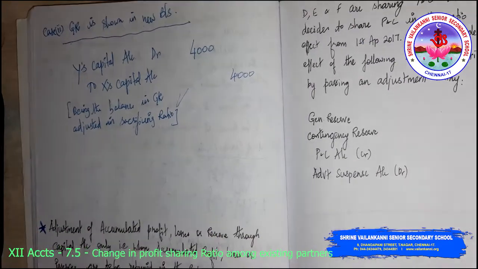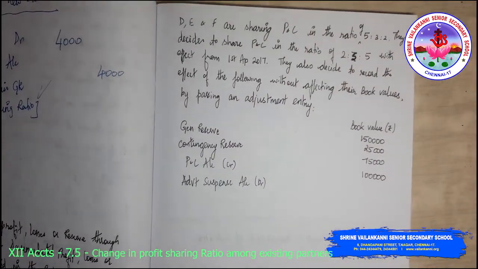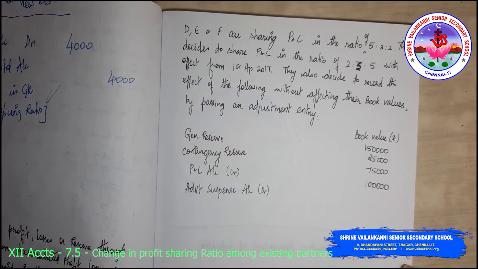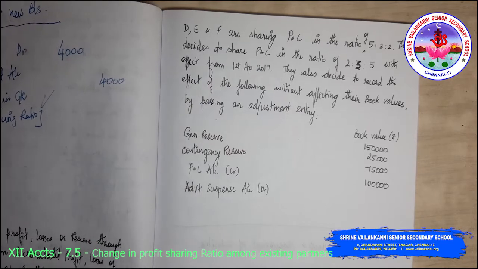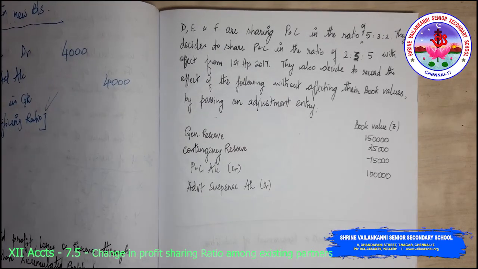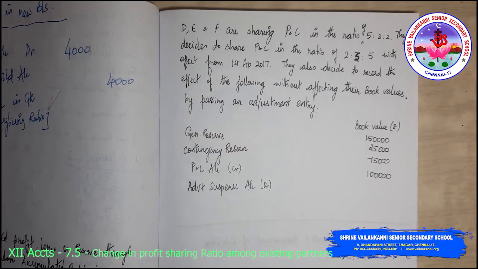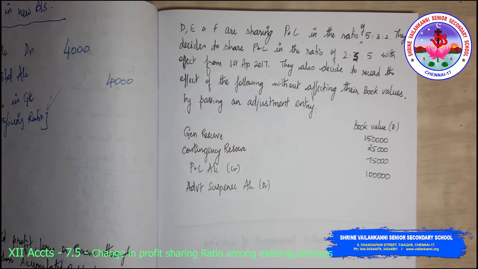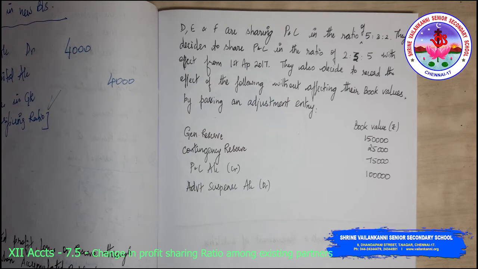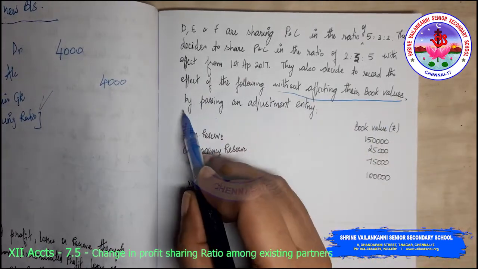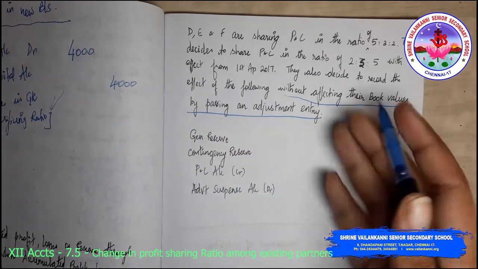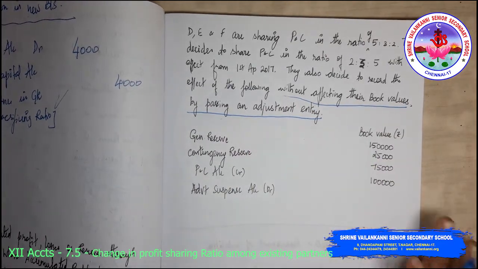So I'll just take you through the next problem. D, E and F are sharing profits and losses in the ratio of 5:3:2. They decide to share profits and losses in the ratio of 2:3:5 with effect from 1st April 2017. They also decide to record the effect of the following without affecting their book values by passing an adjustment entry. So they have clearly given, they just have to pass an adjustment entry.